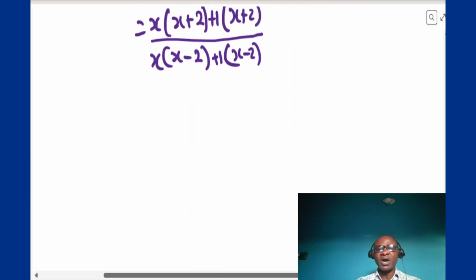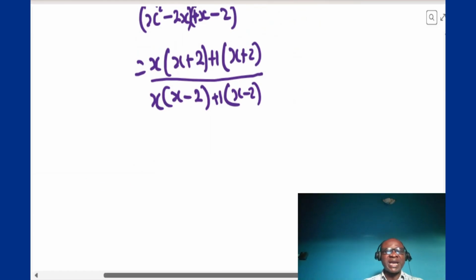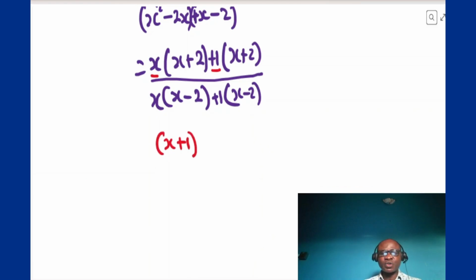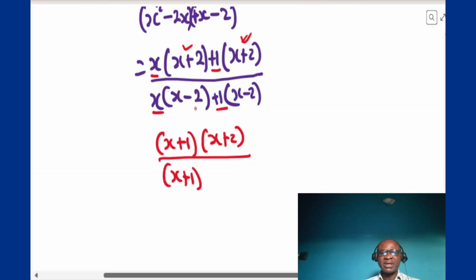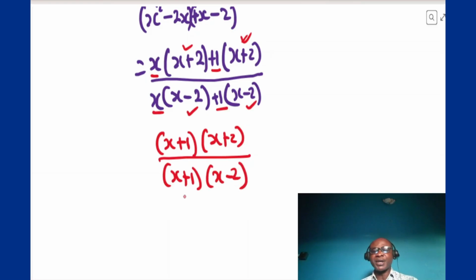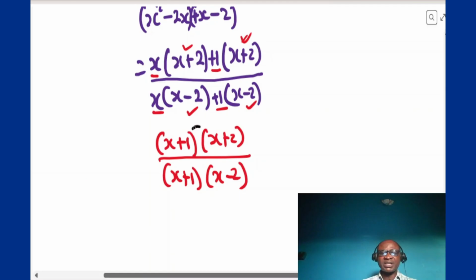No. Okay, moving forward, at the numerator, I will use this x and this one to form a bracket. That is x plus 1. I will now take one of these, since they are the same, x plus 2. At the denominator, I will take this and form another bracket. That is x plus 1. Then this and this must be the same if you factorize it very well. That is x minus 2. At this point, something must be common at the numerator and denominator, and that is x plus 1. My work is done. So what I got now is x plus 2 all over x minus 2.